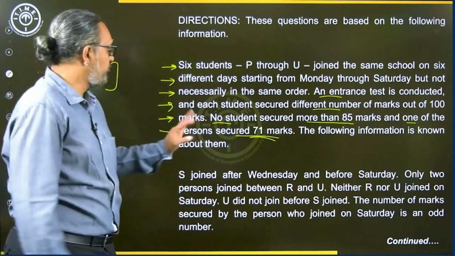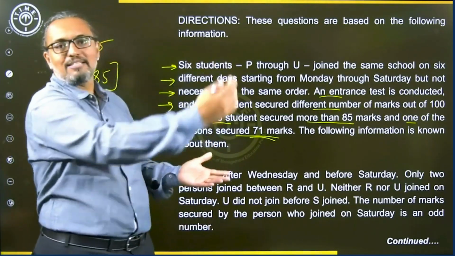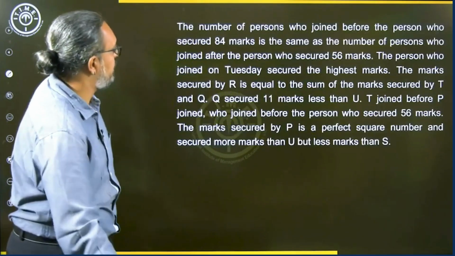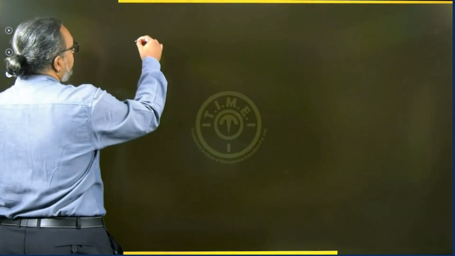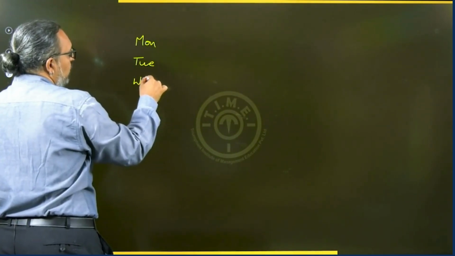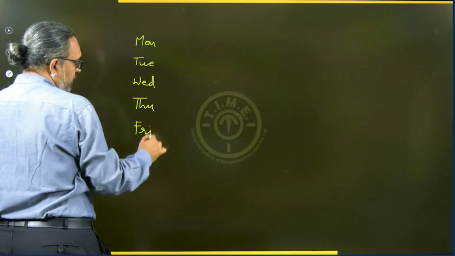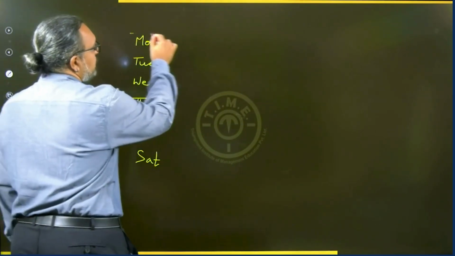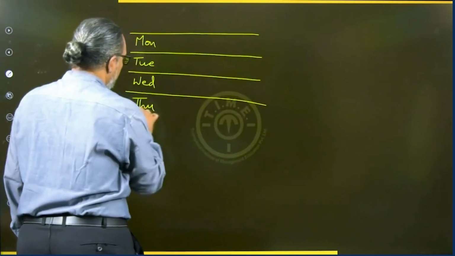Following information is known about them. So first let's fix the days. Then we have the students as well as the marks to be arranged. Monday through Saturday. And these are the informations given. Monday, Tuesday, Wednesday, Thursday, Friday, Saturday. Monday through Saturday. Correct? Now we need students as well as the marks to be arranged.